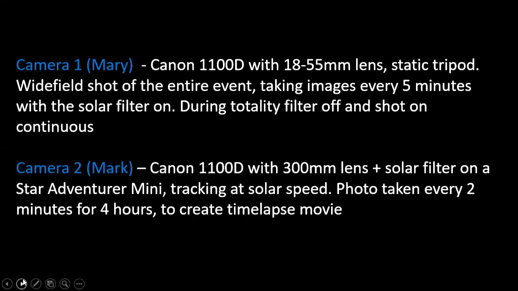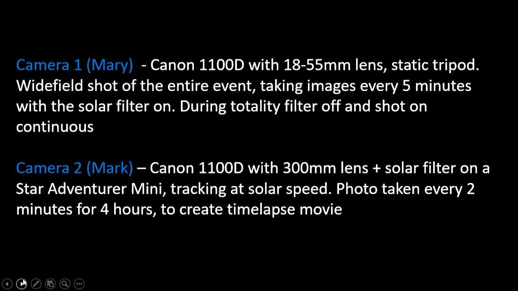The second camera Mark was looking after was an 1100D with a 300mm zoom lens, and this had a solar filter on, and was on a Star Adventurer mount. This mount was tracking, and the purpose of this camera was to capture the entire event through a 300mm zoom lens and make a time lapse of the moon crossing in front of the sun. The filter was on for almost all of it, off during totality, and back on again afterwards. He took a photograph every 2 minutes for the whole 4 hours so that we could make a video of that. So two very different focal lengths, both capturing the entire event, one tracking, one not tracking.